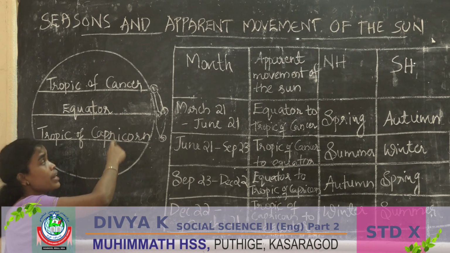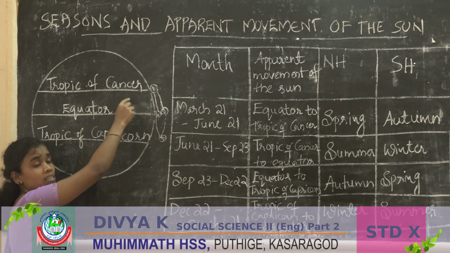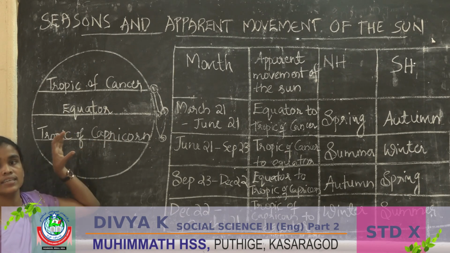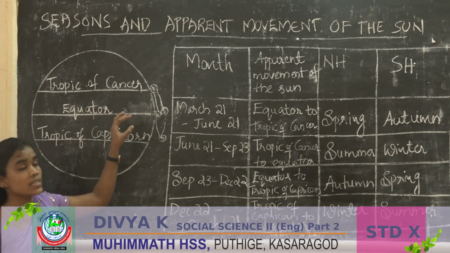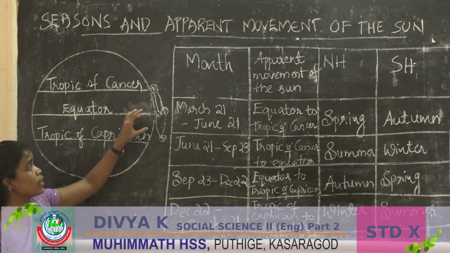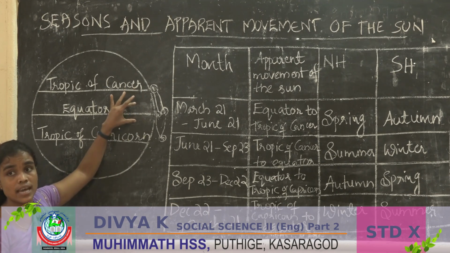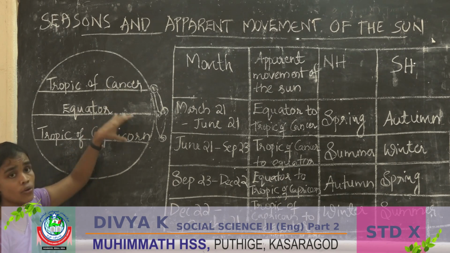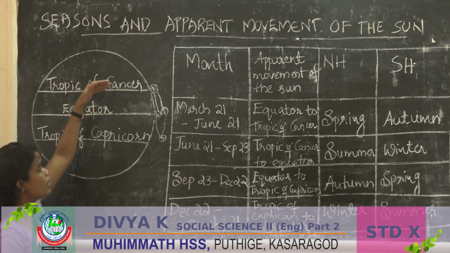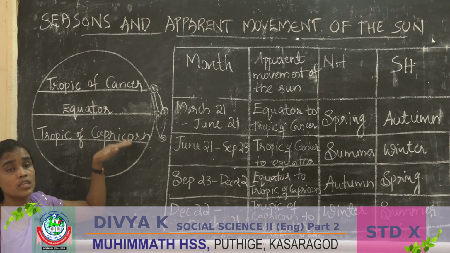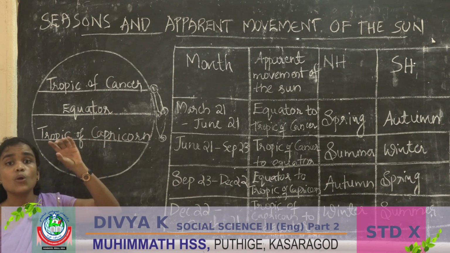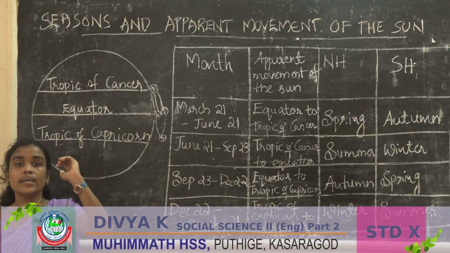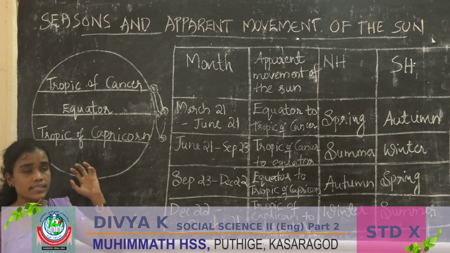Equal day and night are witnessed in the northern and southern hemisphere. On March 21 and September 23, the position of the sun is on the equator, and that causes an equal amount of sunlight on both hemispheres. In both the northern and southern hemisphere there is an equal amount of day and night. This is called equinox. Is it clear?